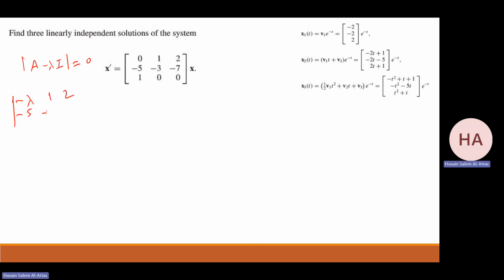The matrix is 1, 2, minus 5; minus 3, minus lambda, minus 7; 1, 0, minus lambda. How to do that? I'll do expansion along the third row. So I have 1, cancel the third row and the first column. I have 1 times 2, minus 5, minus lambda, minus 7. Be careful because of the alternating plus and minus signs, so let me do it carefully. Then minus lambda for the third row and third column, times 1, 2, minus 3, minus lambda.